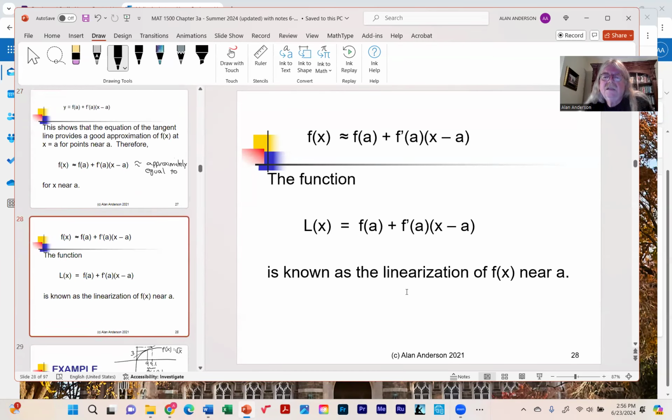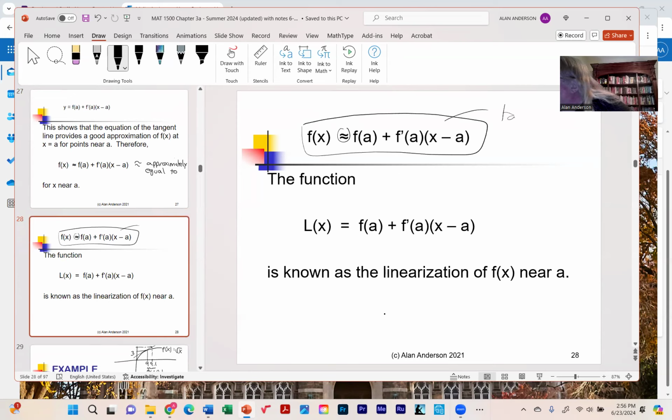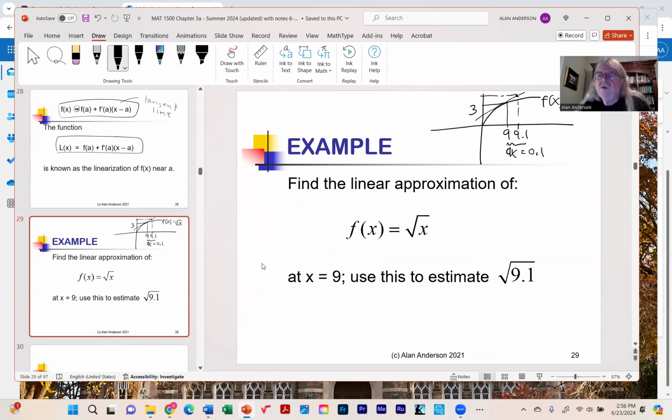Okay. So now what we're seeing here is sometimes called the linearization of f of x near a. It has other names too, but what I'd like to point out is that up here, what we've done is written this as an approximation because this is the tangent line. So this L will be written like this. It's an equality. It's the same function. And now we're going to use it to come up with some more approximations.